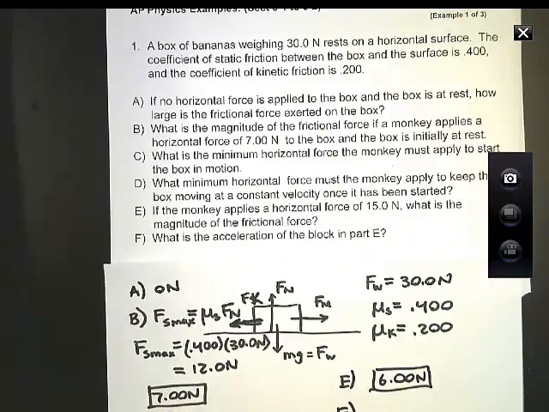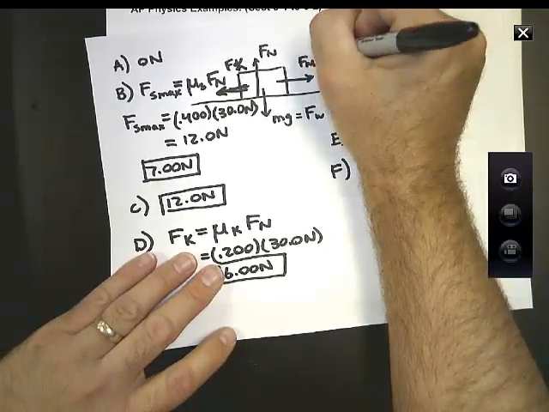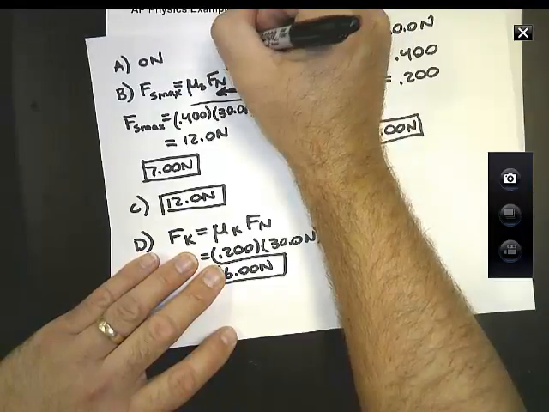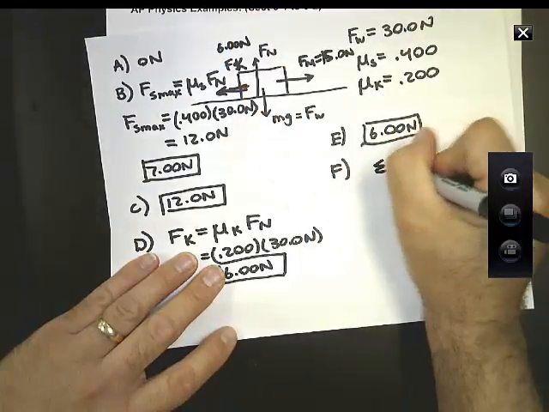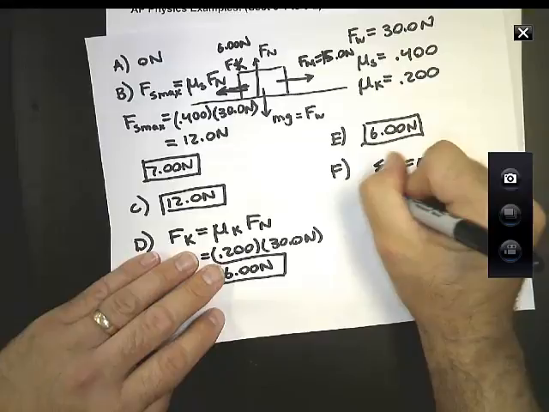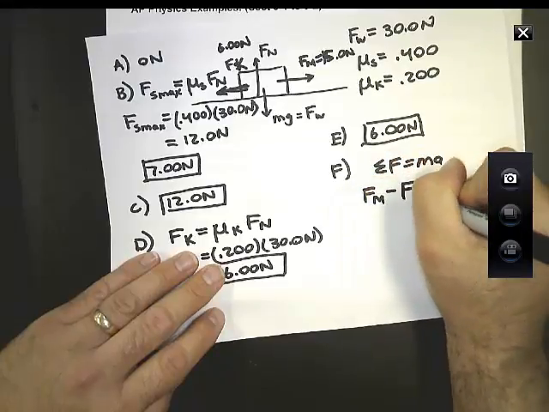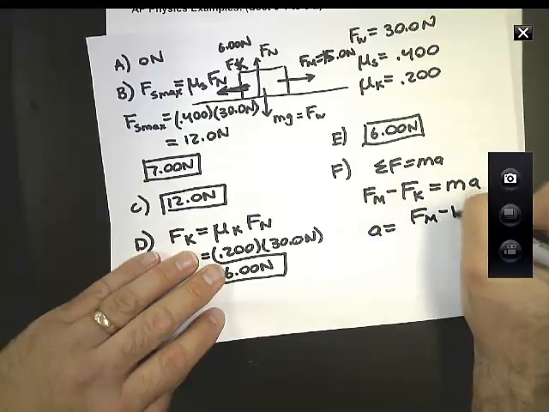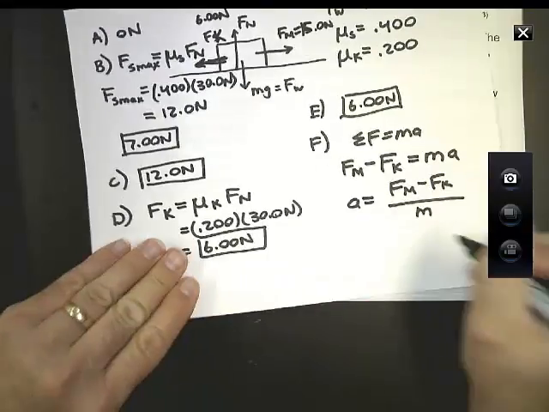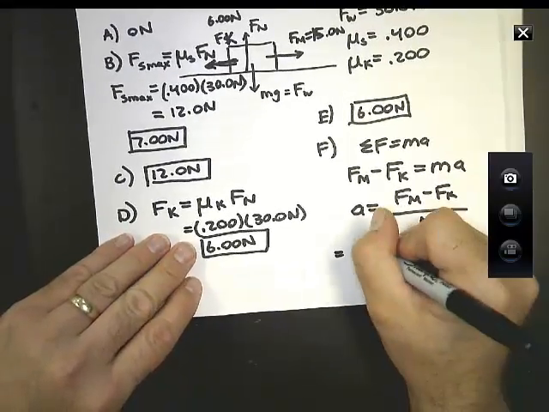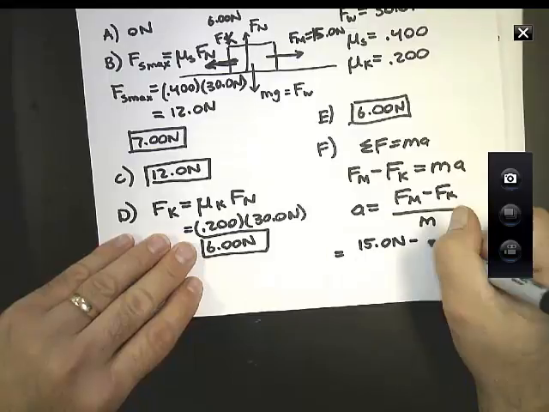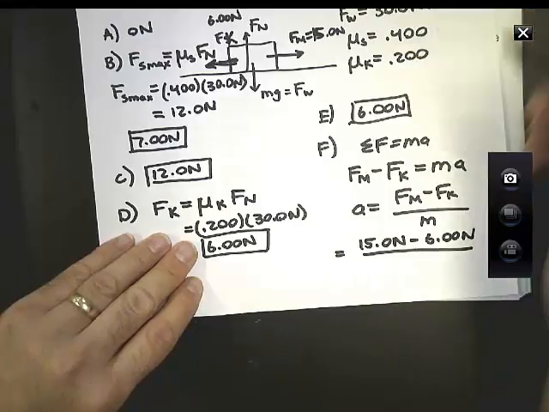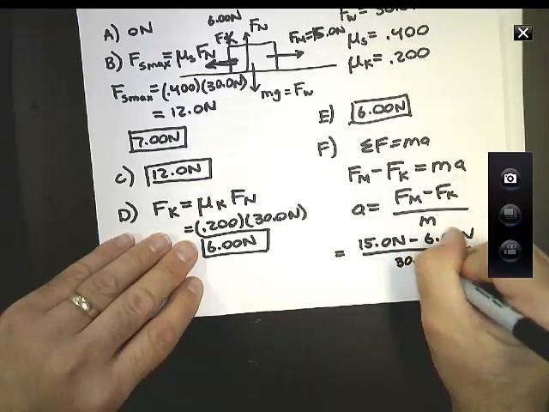F is, what is the acceleration of the block? Now we've got 15 newtons this way, and we still have only 6 newtons this way. So good old F equals ma kicks in. We've got the monkey force minus the kinetic friction force equals ma. So the acceleration is going to be monkey minus friction divided by mass. So we put our numbers in. Monkey force, remember, is 15 newtons. Friction is 6 newtons. And the mass is going to be the weight divided by 9.80 meters per second squared.